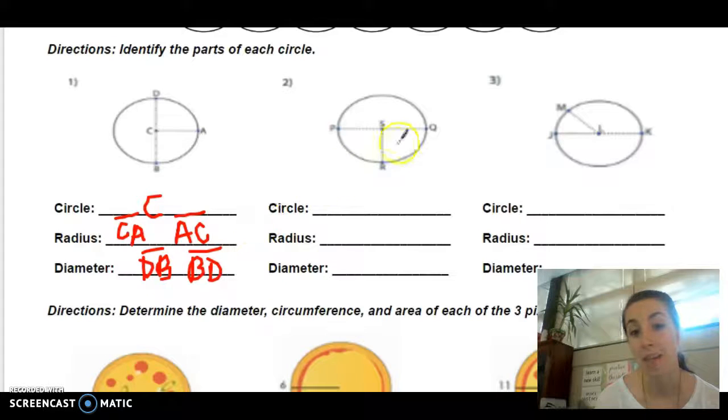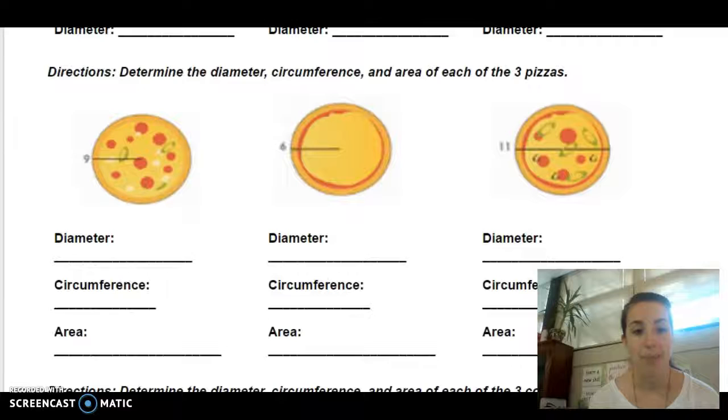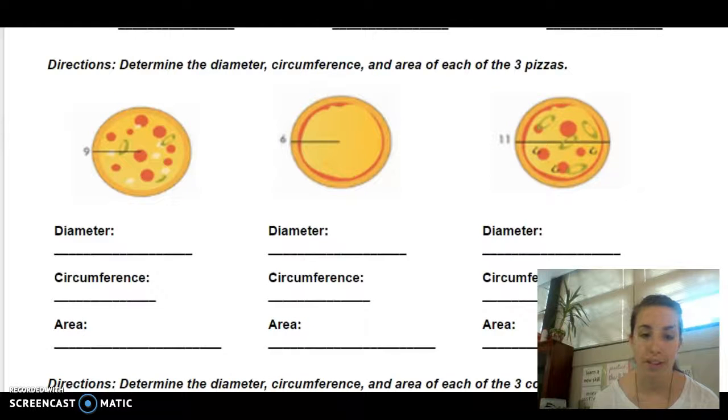Okay, and you can do the same thing on circle 2 and circle 3. However, I'm not going to go over those with you. Those are the ones that I want you to do. Let's go ahead and scroll down to the first pizza. It says we're going to determine the diameter and the circumference and the area as well in all three of these. Now, I know that you guys haven't learned area yet, but I'm going to show you how to solve it so that you'll be able to answer all the other ones as well.